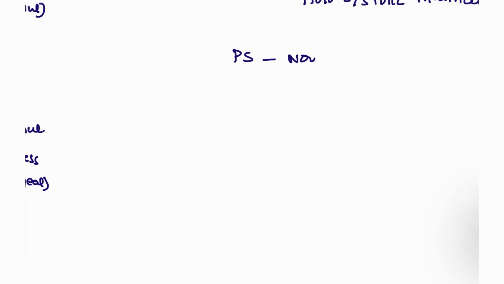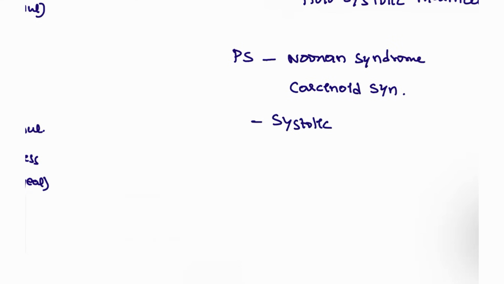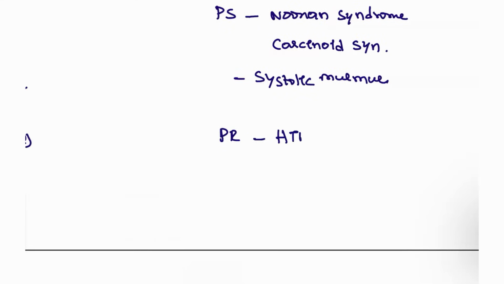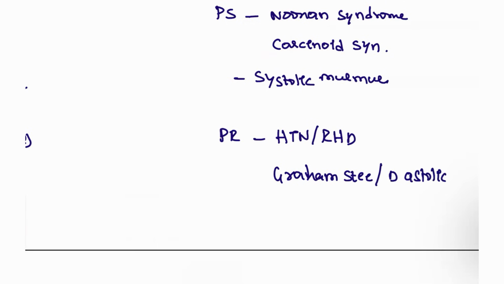It is commonly seen in genetic conditions like Noonan syndrome or acquired carcinoid syndrome, and the murmur will be a systolic murmur. Next, pulmonary regurgitation. Again, hypertension and rheumatic heart disease are the most common causes. The murmur is known as a Graham-Steell murmur, or diastolic murmur, that you are going to see in pulmonary regurgitation.